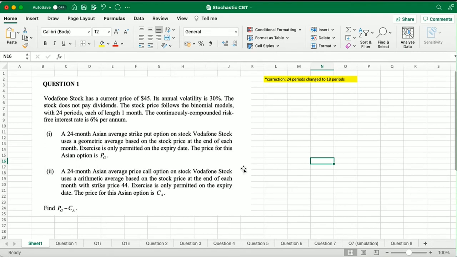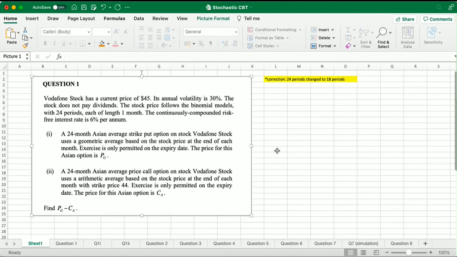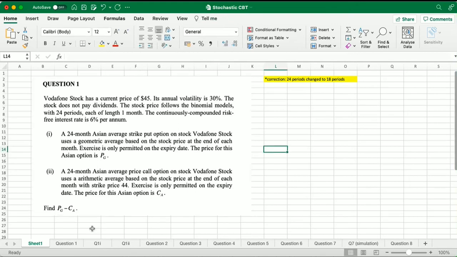So in the first paragraph, the question told us that the current price is 45, the volatility is 30%, which is 0.3. The stock does not pay dividends, so delta is equal to 0. And also the stock price follows the binomial model with 18 periods, each of length 1 month. The continuously compounded risk-free interest rate R is 6% per annum, so 0.06.